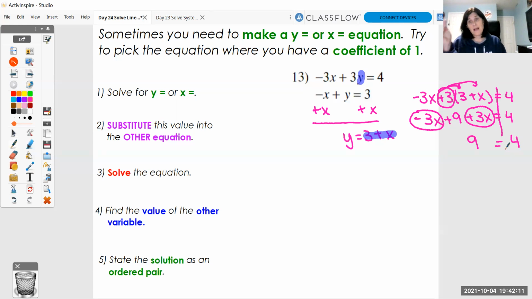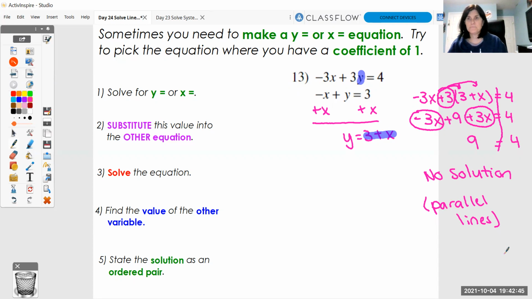I'm not sure if you remembered, but last time I did the notes, I said that if your variables disappear, it's a certain kind of situation. So my variable is gone and my sides are not the same. This is not true. So what this means is that there is no solution. If we were to graph those two equations on Desmos, these would be parallel lines. They would never intersect, and so they would have no solution.